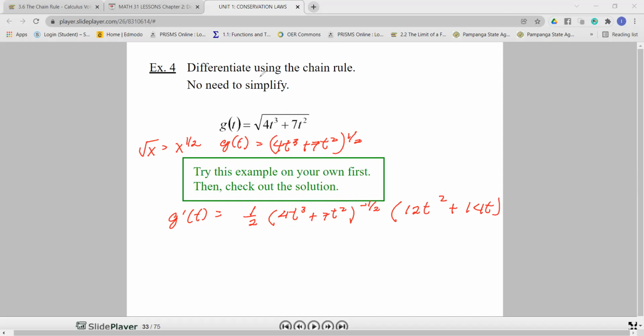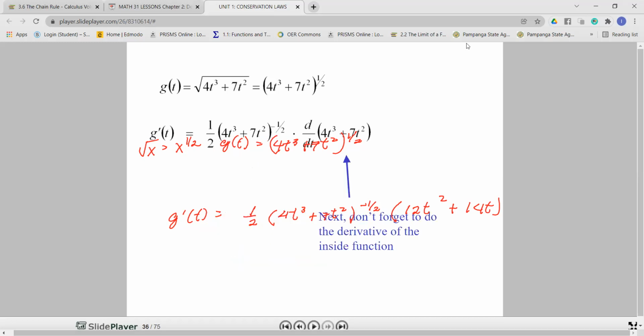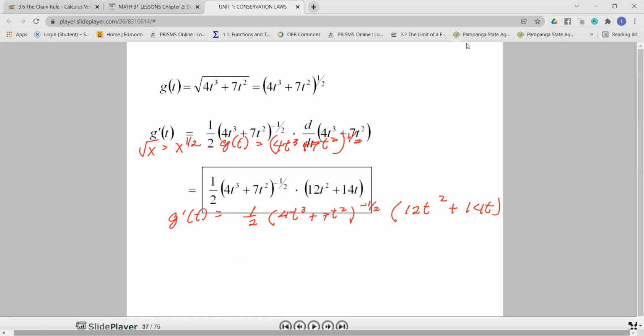So, tingnan natin, ha? So, lagay lang dyan. Ayan. Times, di pa tapos dyan. Okay, the derivative daw nun. So, the answer, again, 1/2, 4t cubed plus 7t squared raised to negative 1/2 multiplied to 12t squared plus 14t. Ayan. Okay.